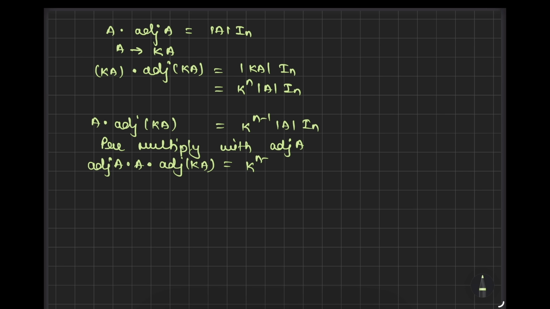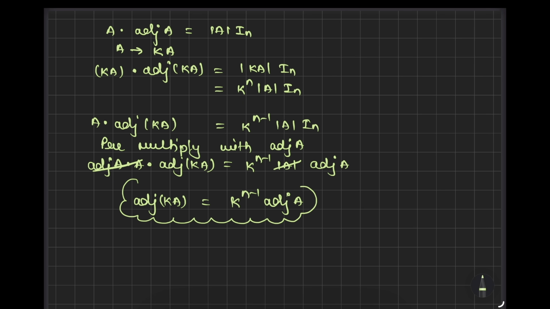K is a number. So K power n minus 1 determinant of A, it's a number, so doesn't really matter. And then adjoint of A, and then I n. Now it will vanish. You know that adjoint of A times A becomes determinant of A. So can I write adjoint of KA will be equal to K power n minus 1 adjoint of A. So this is your next property.